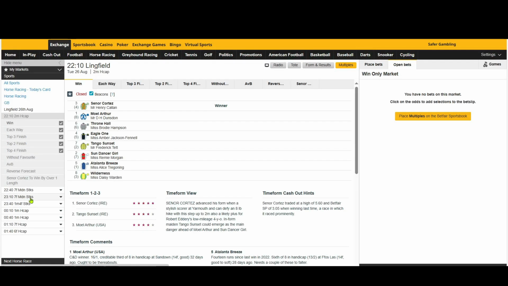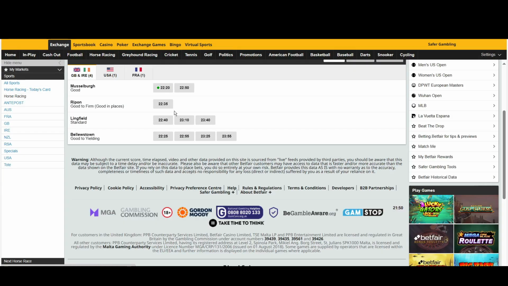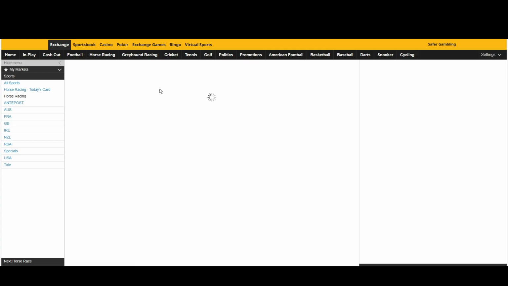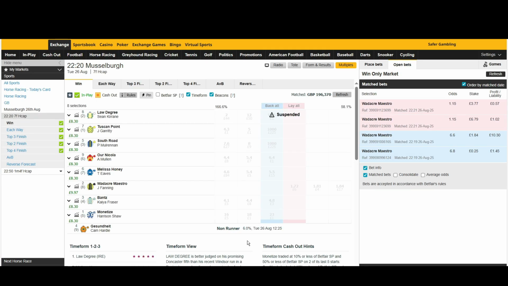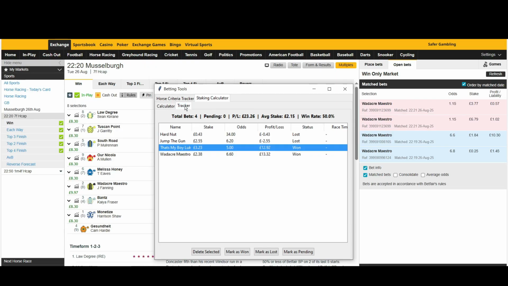Just check what price we got there. Just checking the price. 6.6, and we traded out, so pretty good. 6.6, and the winning bucket.